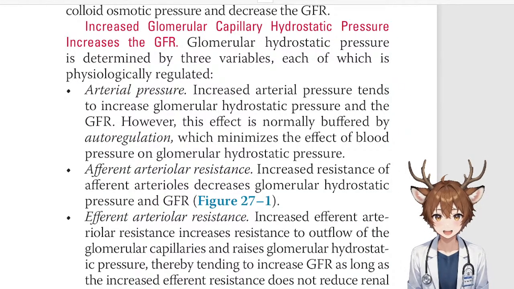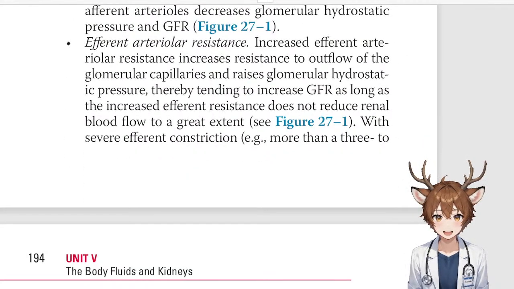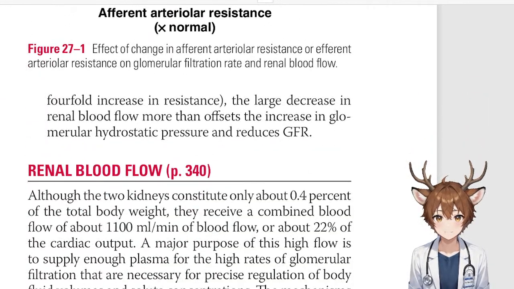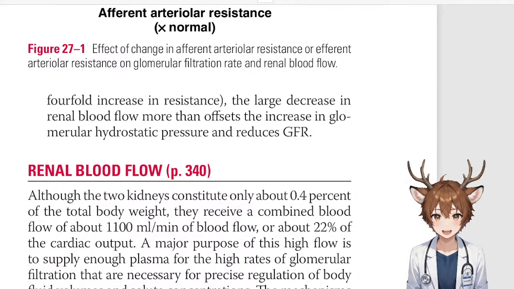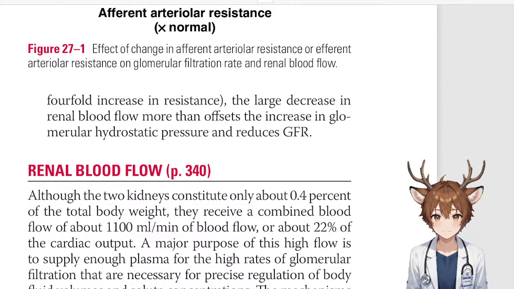Afferent arteriolar resistance. Increased resistance of afferent arterioles decreases glomerular hydrostatic pressure and GFR. Increased afferent arteriolar resistance increases resistance to outflow of the glomerular capillaries and raises glomerular hydrostatic pressure, thereby tending to increase GFR as long as the increased afferent resistance does not reduce renal blood flow to a great extent. With severe afferent constriction, that is to say, more than a 3 to 4-fold increase in resistance, the large decrease in renal blood flow more than offsets the increase in glomerular hydrostatic pressure and reduces the GFR.